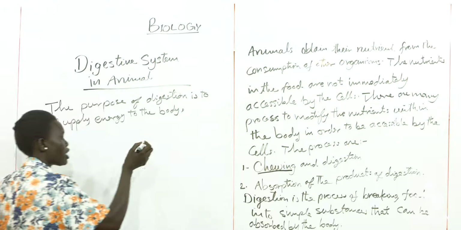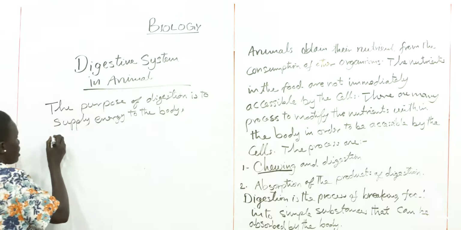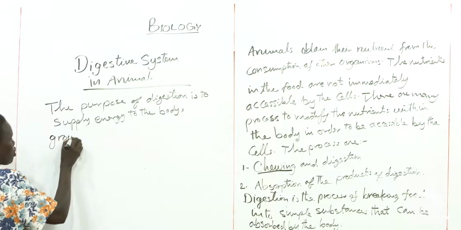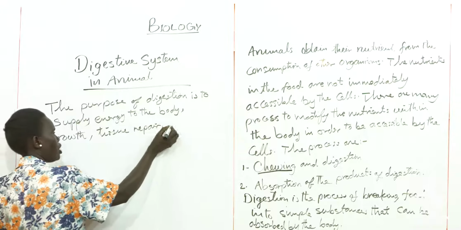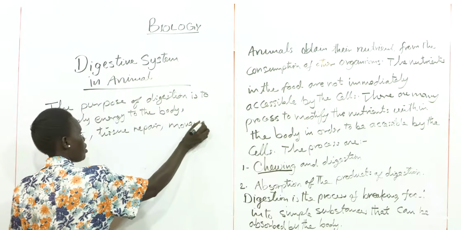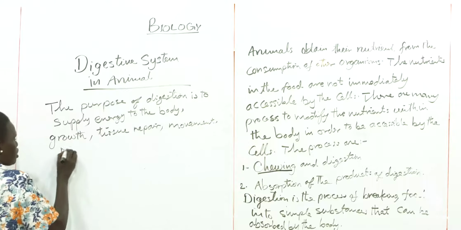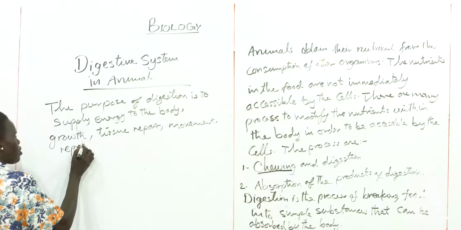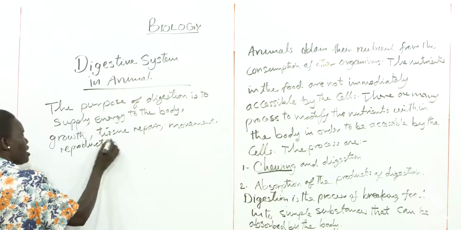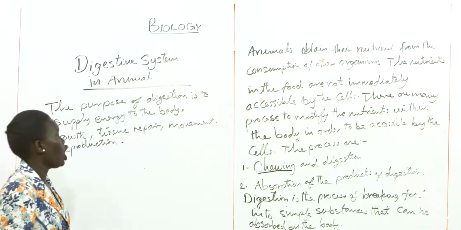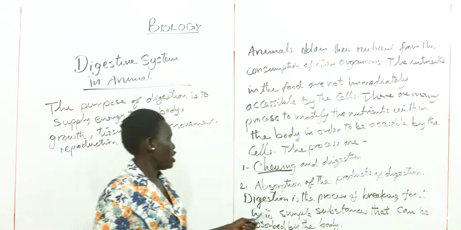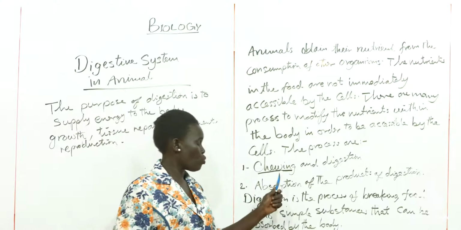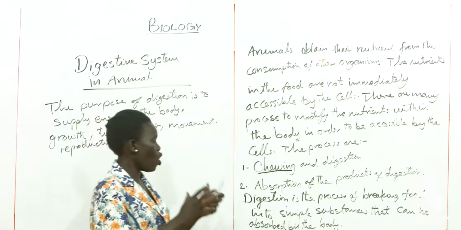To carry the biological processes such as growth, tissue repair, movement, reproduction, and many others. There are many biological processes because when the food is digested, that means it is broken into simple or smaller substances. The body can now absorb the nutrient.